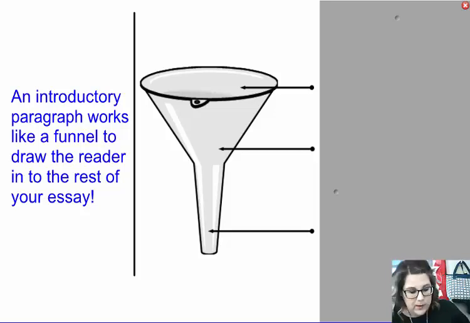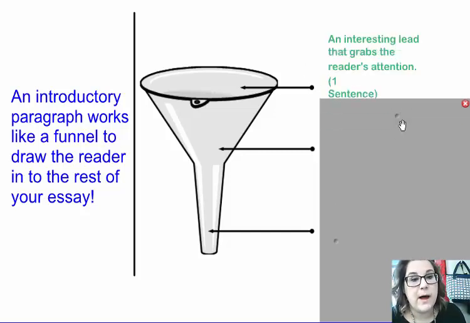Hey writers, yesterday we worked to craft the introductions to our essays. Now looking back, we can kind of compare the introduction to our essays as a funnel. It's a way to enter your essay. So an introductory paragraph works like a funnel to draw the reader into the rest of your essay.